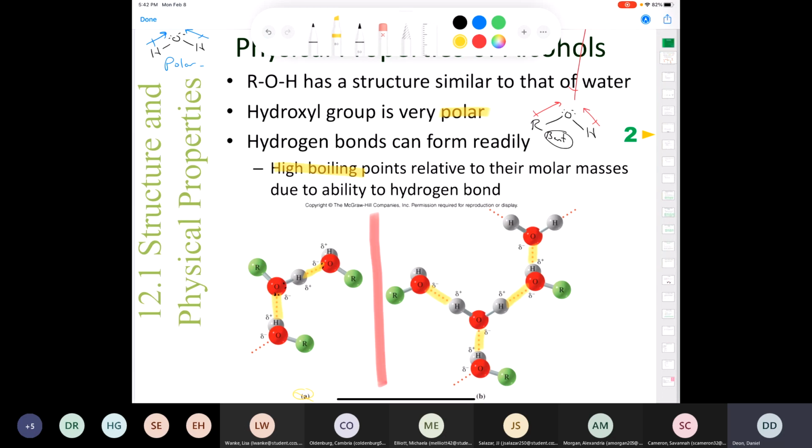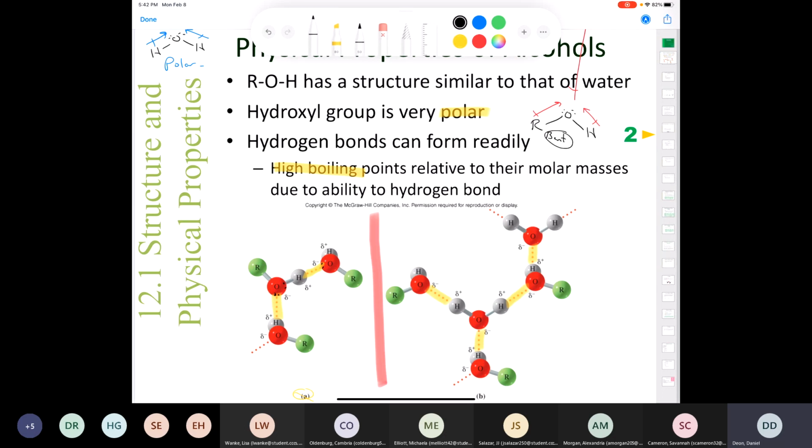It says here high boiling points relative to their molar masses. Okay, relative to their molar masses. What does that mean? It means that if you compare an alcohol with a certain molar mass with a compound that's not an alcohol, maybe a hydrocarbon, with the same molar mass, it's going to have a higher boiling point.